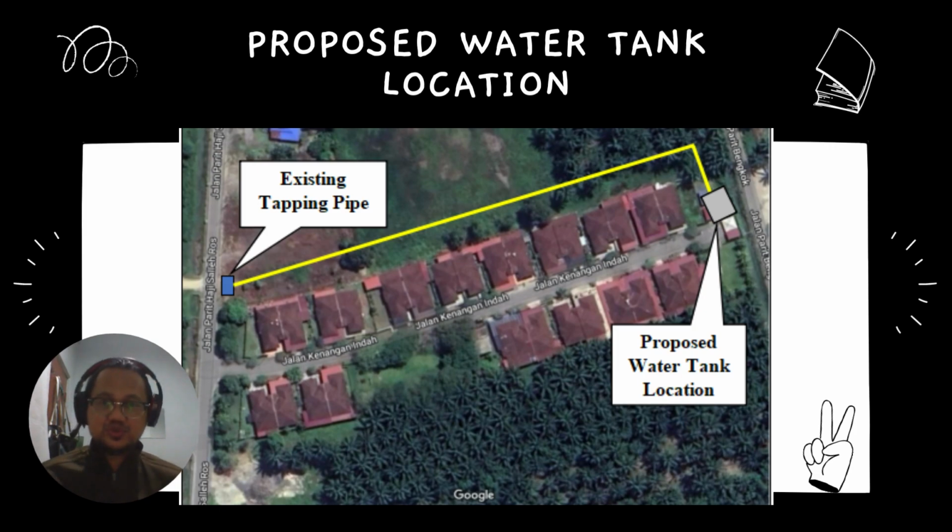Okay, this map shows the proposed water tank location. We can also see there is an existing tapping pipe located near our project area. So our proposed water tank will be connected to the existing tapping pipe, which has a pipe diameter of 300 mm and a pressure head of 55 meter ODL. So it's where the water supply comes from.